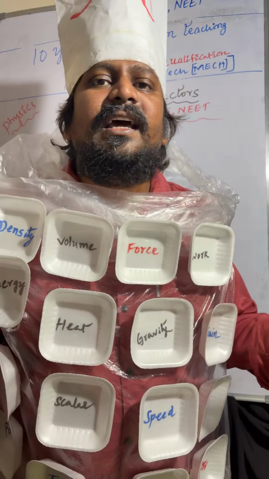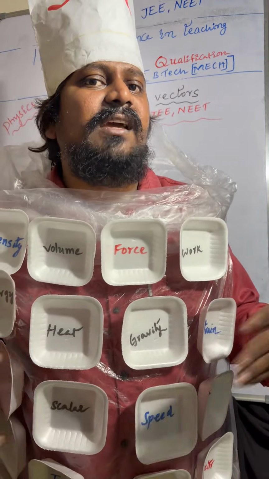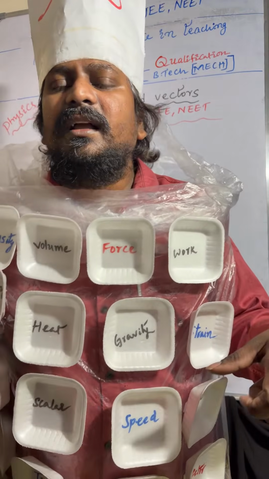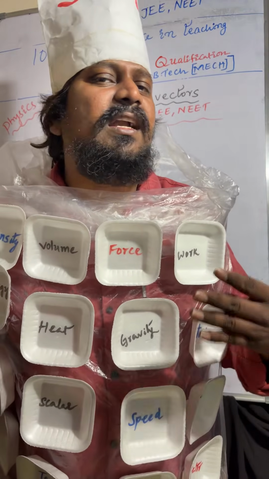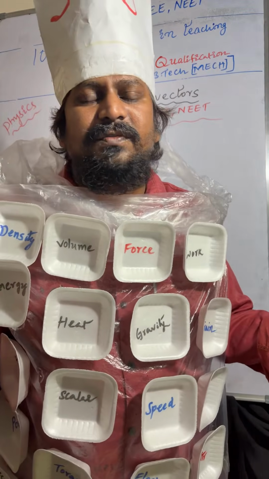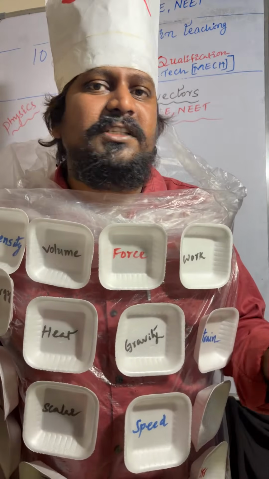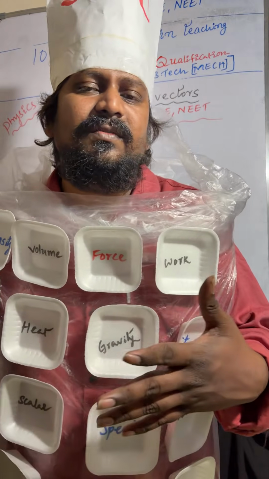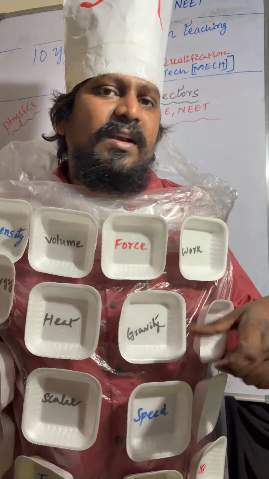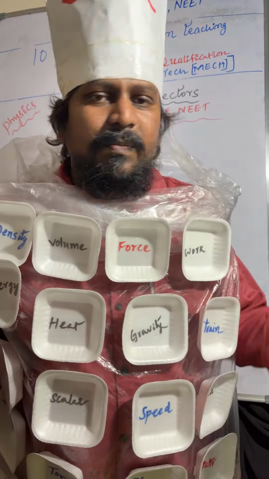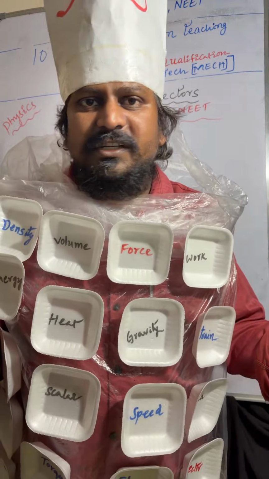Coming to the derived physical quantity, it is the quantity which can be derived from the fundamental and supplementary physical quantities. Suppose density, mass per unit volume, is a derived physical quantity. Understood? These are the types of physical quantities: fundamental, supplementary and derived.